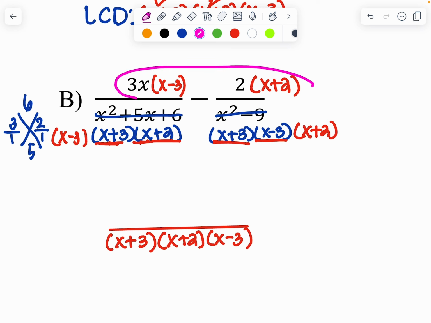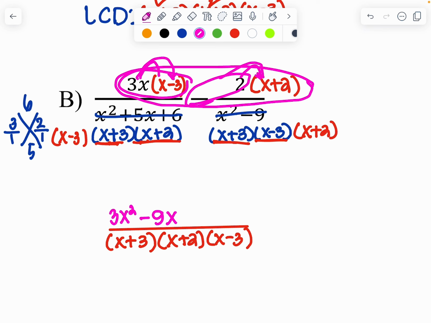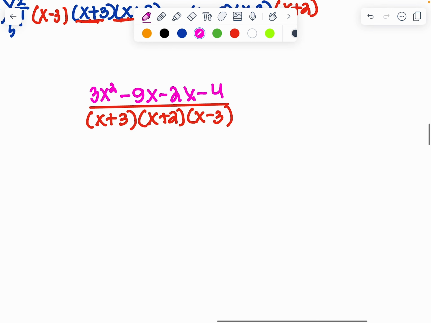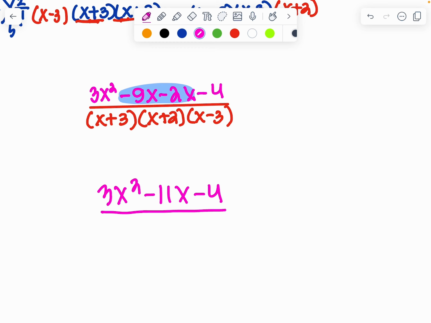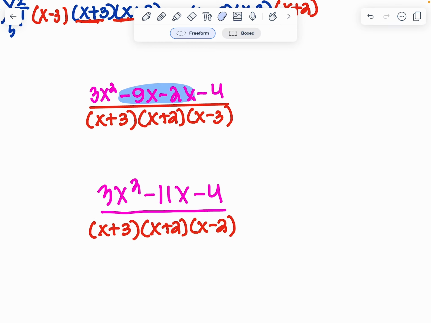This is my new numerator, okay? I could just write this down, but I'm going to automatically distribute it. So 3x times x is 3x squared. 3x times negative 3 is negative 9x. And then I'm going to make sure I don't just distribute a 2 here because it's minus 2, so I'm going to distribute a negative 2. It's negative 2x and negative 4. Combine like terms. I see like terms right here. I'm going to combine those. So I have 3x squared minus 11x minus 4 all over, and I'm going to paste my denominator again, but I'm going to fix that minus 2 to a minus 3 that I accidentally copied down wrong.